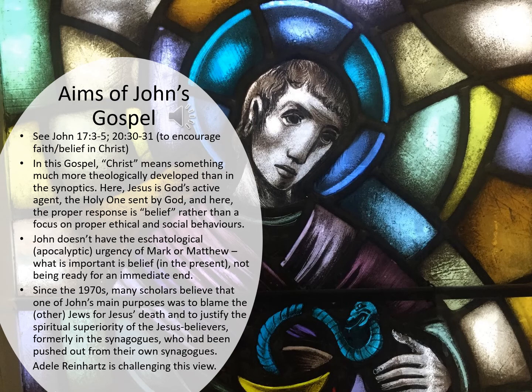So putting all of that together, what we learn from John using all these different approaches put together, what we can guess about the aims of John's gospel include things like, this is an overt aim of the author, encourage belief in Christ. And by Christ, this gospel means something really theologically developed, more so than in the synoptics. It means Jesus as not only sent by God, not only God's active agent, but actually beginning to conflate with God and to be somehow divine.